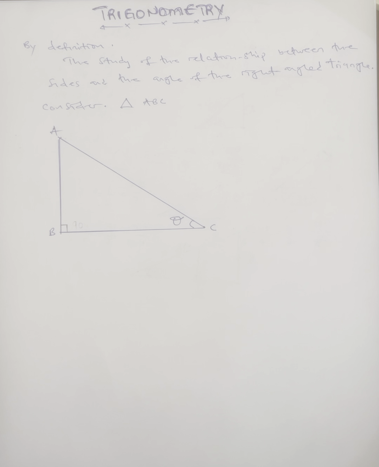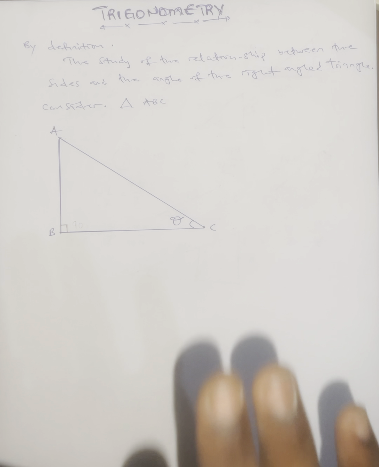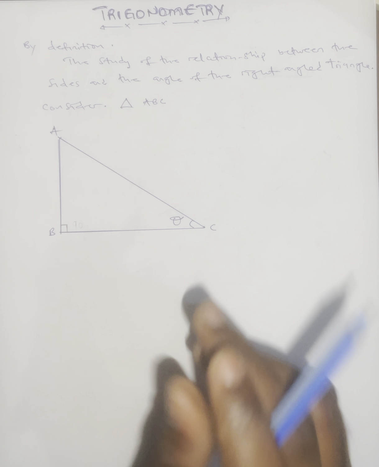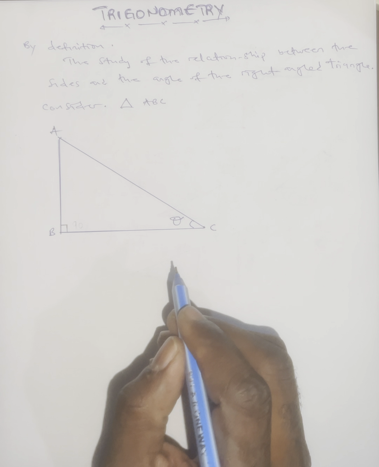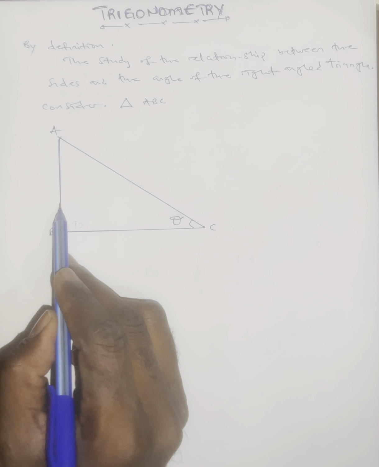So this triangle is the one we use to start the relationship that is concerning the trigonometry. When you have the angle theta, we label the sides. If this is an angle of consideration, we know that the side that is opposite to this angle is this side. It is opposite to this angle. So this side is known as the opposite side.